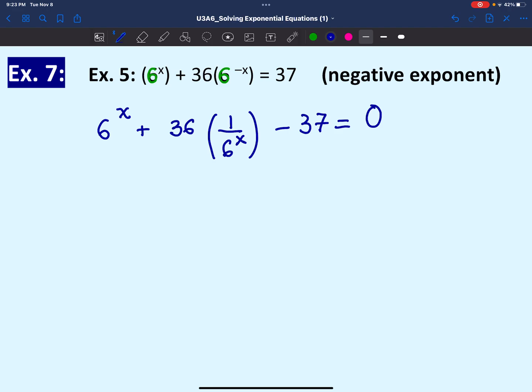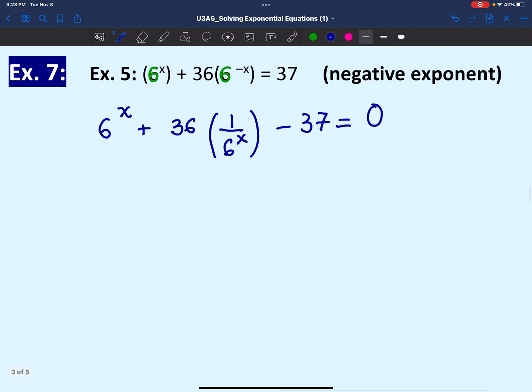And next we will have to get rid of the denominator. So the lowest common denominator here will be 6 to the power of x. So as you can see, we created a denominator here. So we are multiplying by 6 to the power of x every term in the equation.